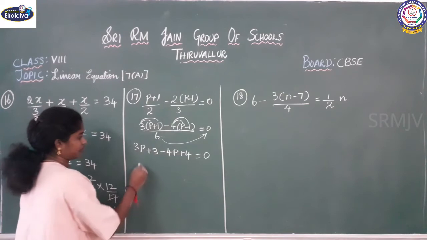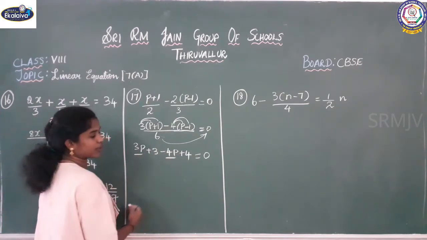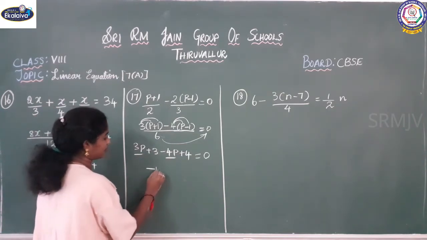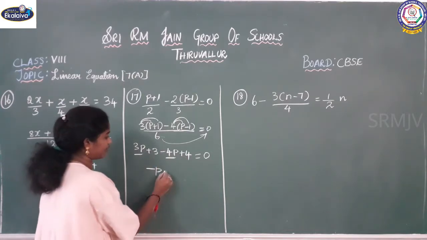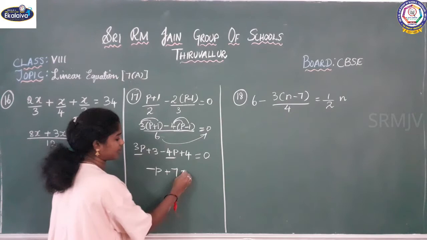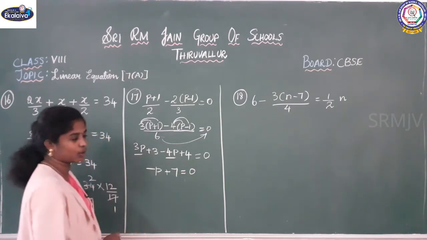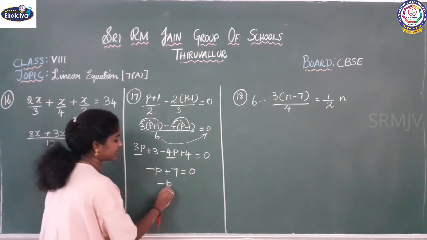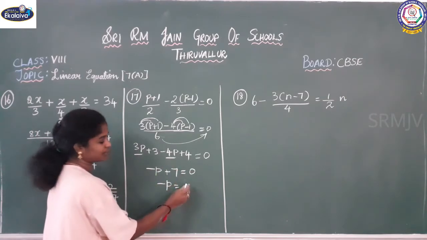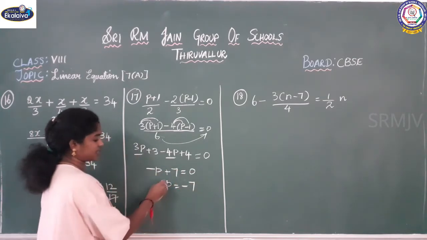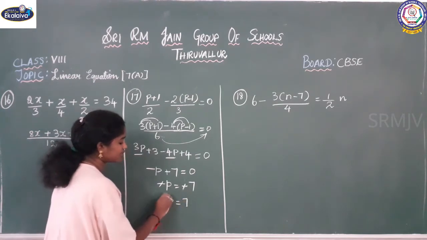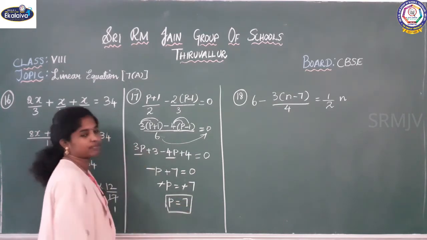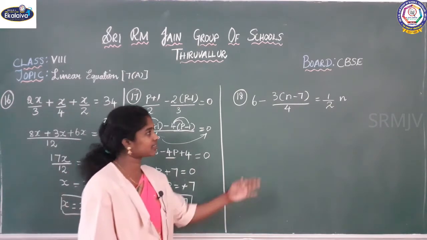Okay. Now 3p minus 4p we will get minus p. And 3 plus 4 we will get 7 is equal to 0. We need p alone, so I am just keeping this as it is. So p is equal to plus 7 becomes minus 7. So I am cancelling minus minus. I will get the value of p is 7. So p is equal to 7. Shall we see the next sum?